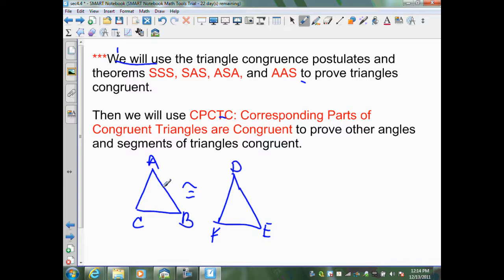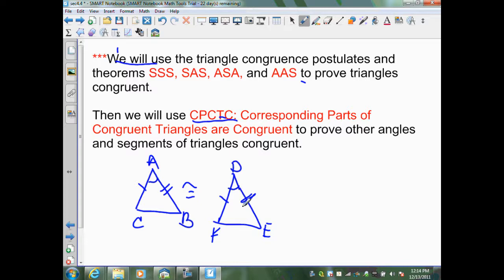At this point, we can prove triangles congruent by knowing 3 segments, or 2 angles and a segment, or 2 sides and an angle. But what we want to do is still be able to state all the other congruencies or correspondencies within the triangles. And to do that, we use CPCTC. So just because I have angle A congruent to angle D, segment AC congruent to segment DF, and segment AB congruent to segment DE, I know that the triangles are congruent by side, angle, side. I gave you that information.